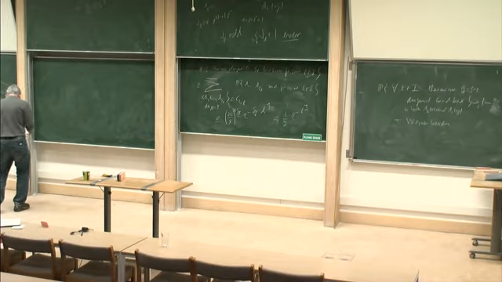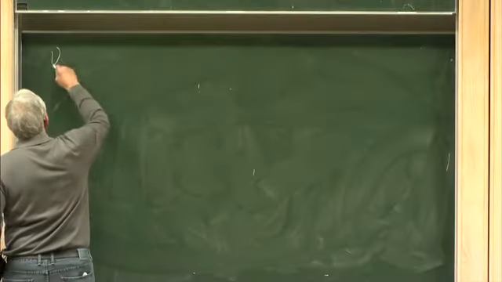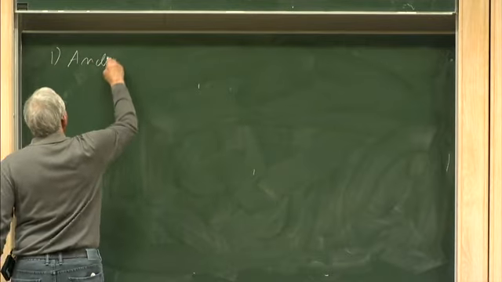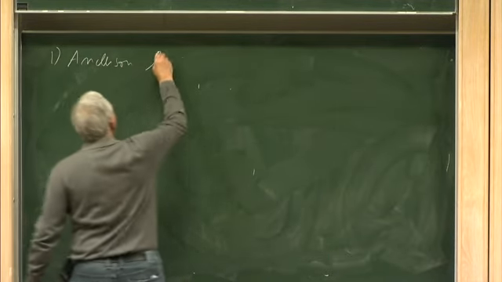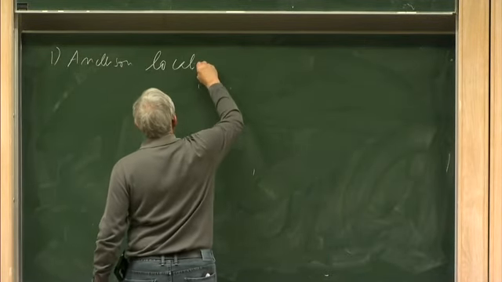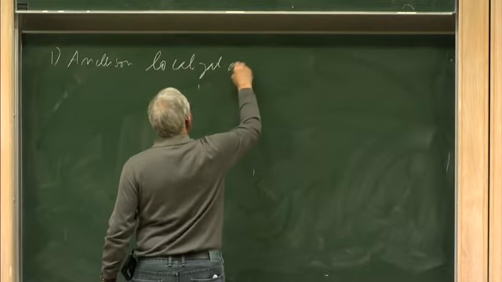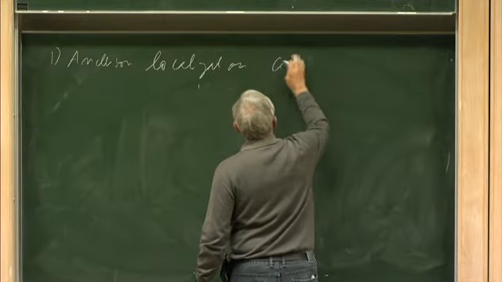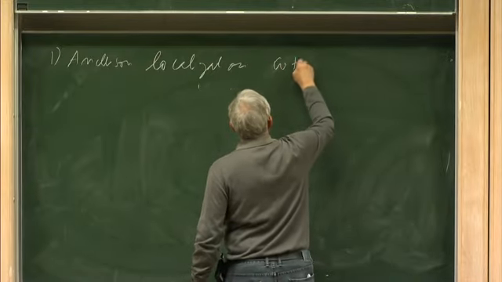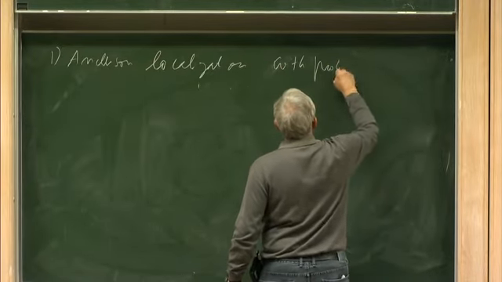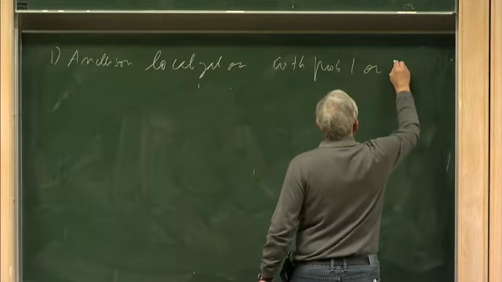So first, I want to prove Anderson localization, by which I mean pure point spectrum and exponentially decaying eigenfunctions, almost surely, with probability 1, on the interval I.